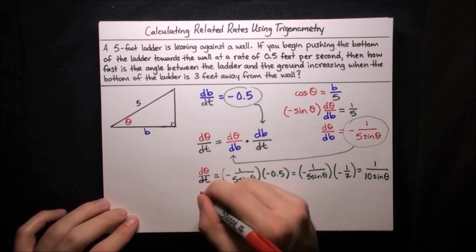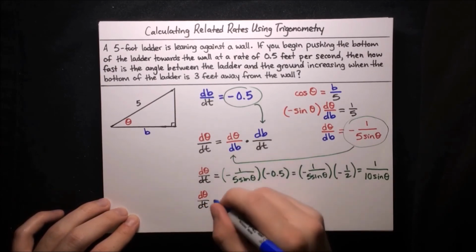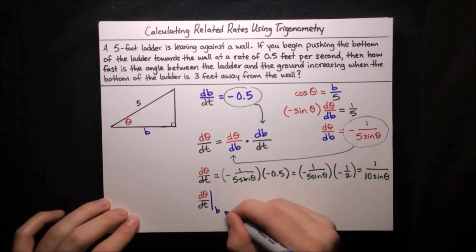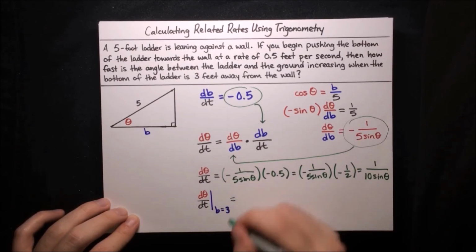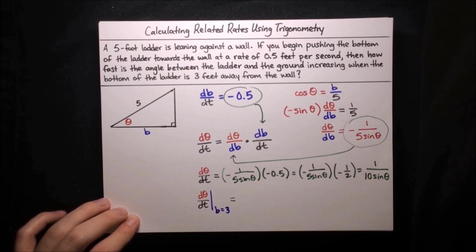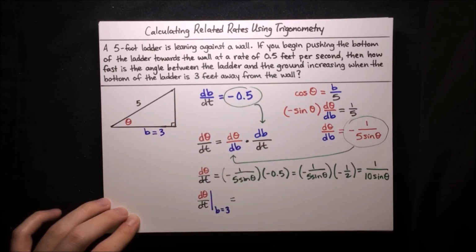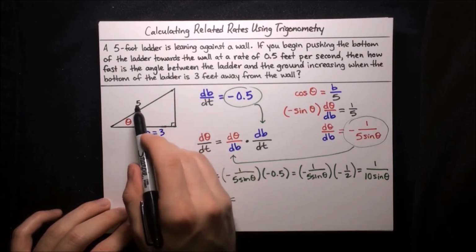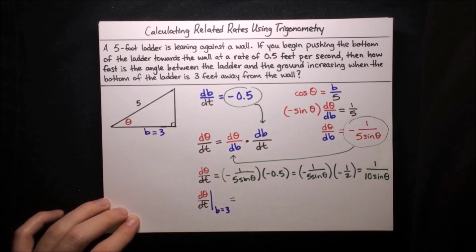We want to find d theta/dt at the particular moment when the base of the ladder is 3 feet away from the wall. So how do we find that? What is that equal to? Well, ultimately, we just need to find sine of theta when b equals 3. And then we can just plug that into our formula for d theta/dt. So let's think. If b equals 3, then what is sine of theta? Well, sine is opposite over hypotenuse, and we don't know the opposite, but we know 2 of these sides here, so we can figure it out using the Pythagorean theorem.